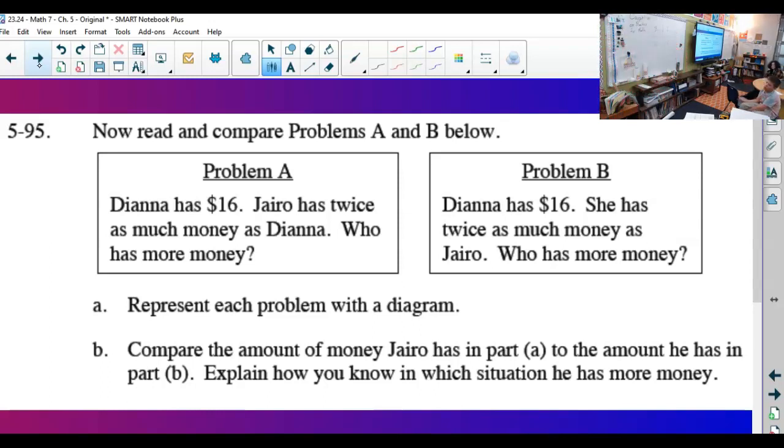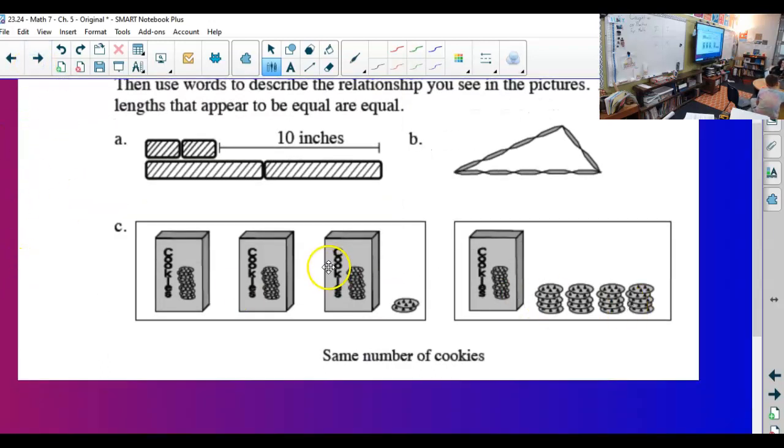Yeah, this one's not on your paper. While I'm passing out, I want you guys to try to figure out how many cookies are in each box in 96C. If the two different rectangles have the same number of cookies, how many cookies are in each box? If the two rectangles are equal, ignore what I'm about to put on your desk. We'll talk about it in a minute.